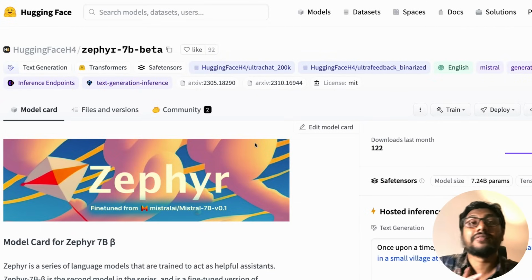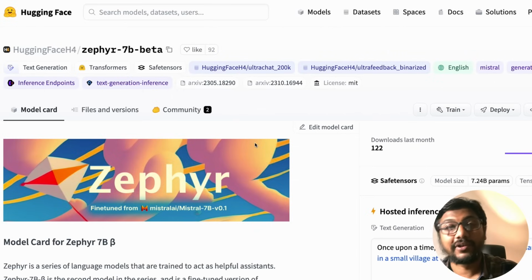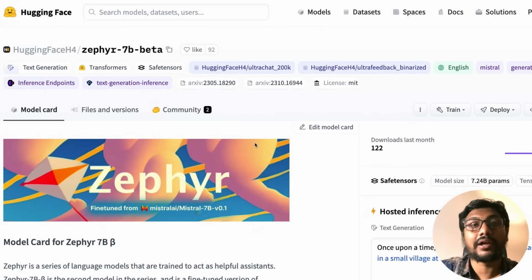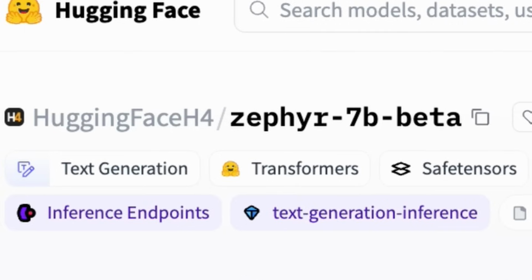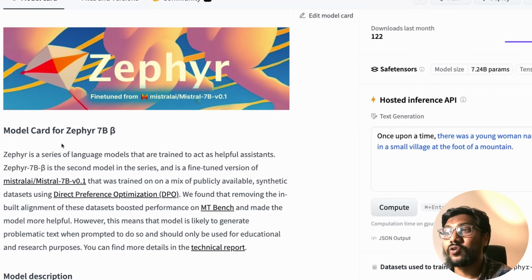The first thing that you need to understand is this is the second version of the Zephyr model. They had the first version, Zephyr 7 billion parameter alpha. So it's a 7 billion parameter model, and it was the alpha model, and now we have got the beta model. This model is coming from Hugging Face's research wing, Hugging Face H4. So this model is called the Zephyr 7 billion beta model.